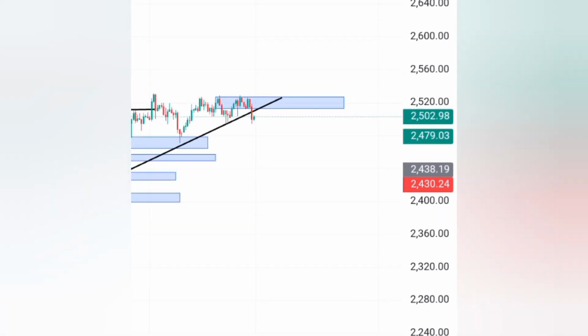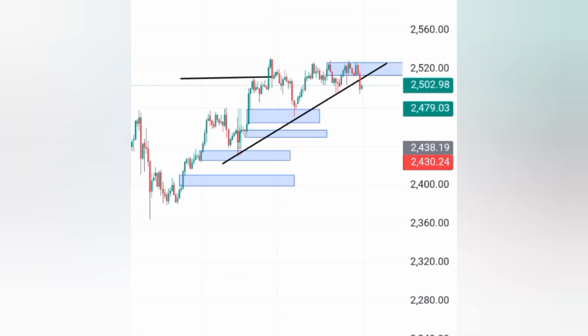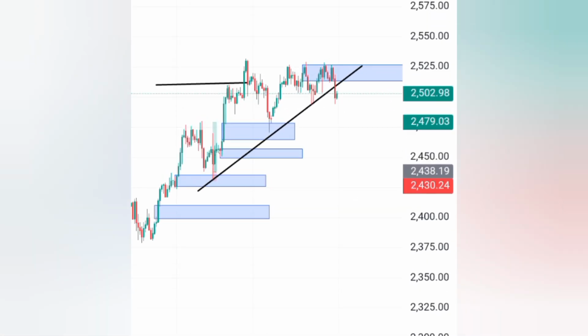Okay, so now you can see, guys, that's how you can really scalp these trades on gold, because gold is somehow volatile and you get some pips in the market, guys.